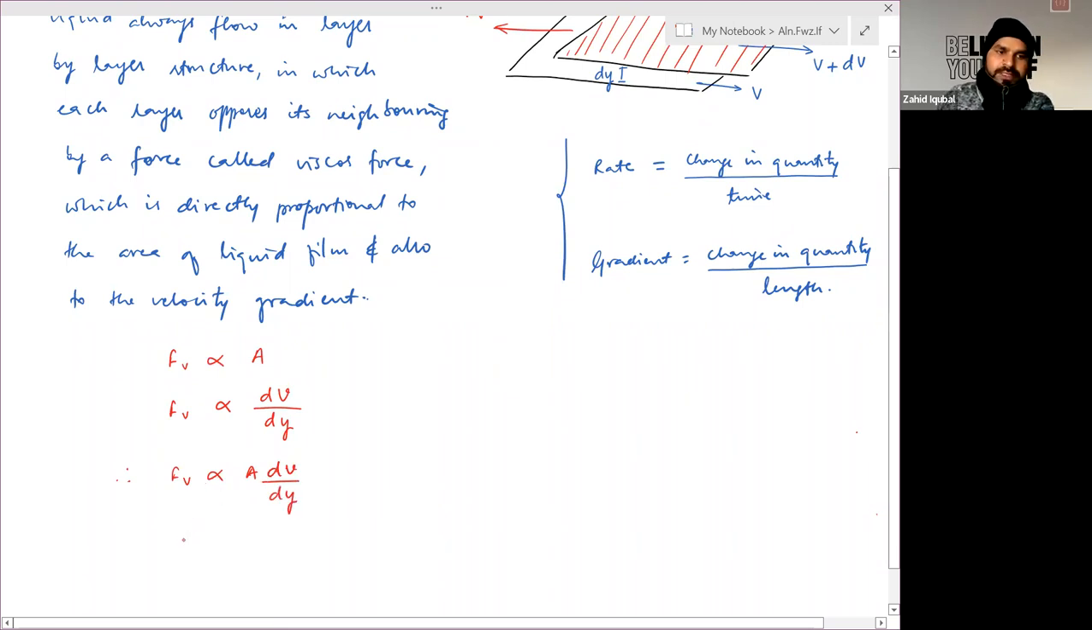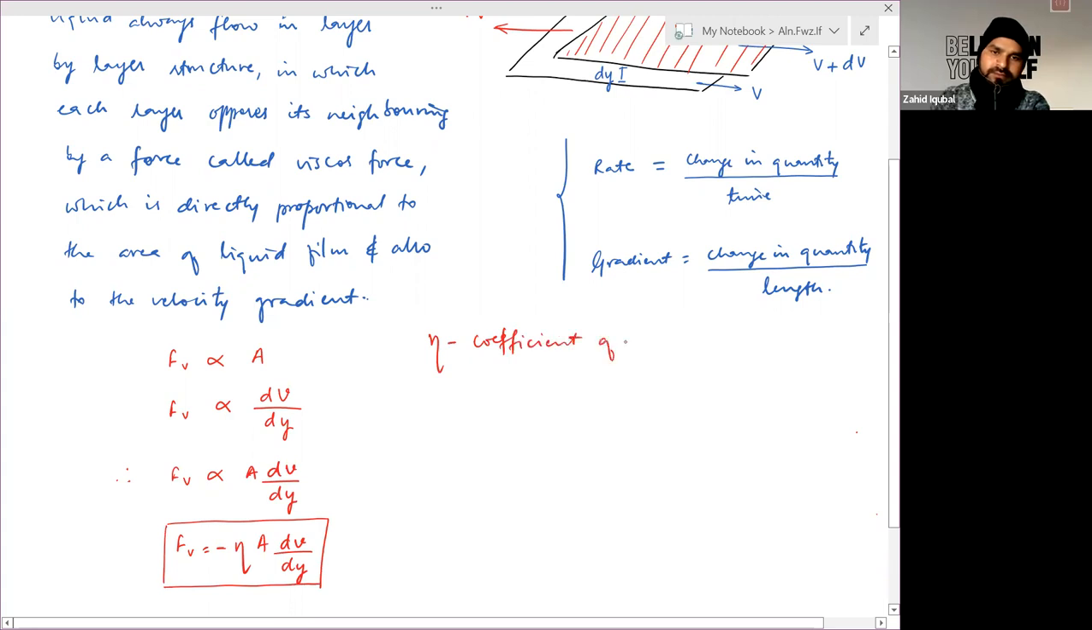Replace this proportionality sign by a constant term. So this viscous force will be equal to eta A dV by dy with a negative sign, since viscous force will be in opposing nature. Now this eta is called the coefficient of viscosity. If you rearrange this equation to find its unit, its SI unit will be Pascal second, which is also called Poiseuille, represented by PL.